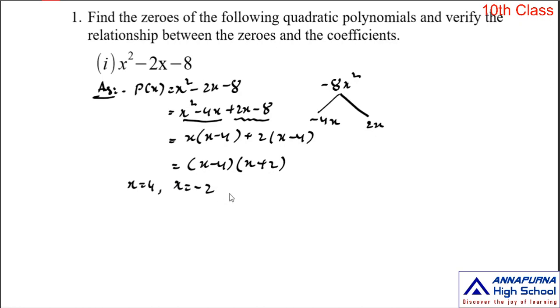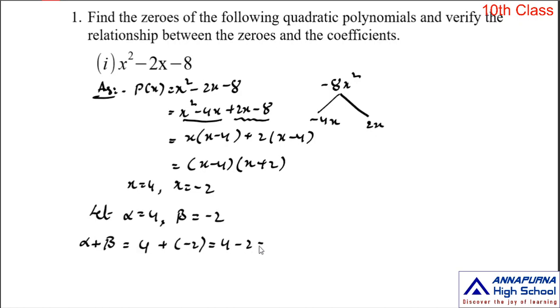Okay, at x is equal to minus 2. So these two are the zeros of this quadratic polynomial, and if you take the two zeros as alpha and beta, alpha is equal to 4 and beta is equal to minus 2. Now find the sum of these two zeros. That means alpha plus beta is equal to 4 plus of minus 2, which is 4 minus 2, equal to 2.